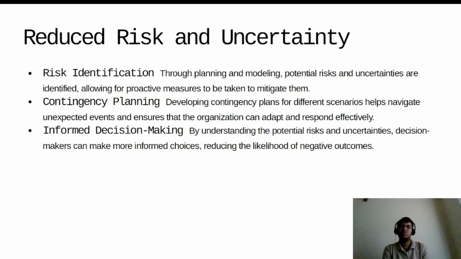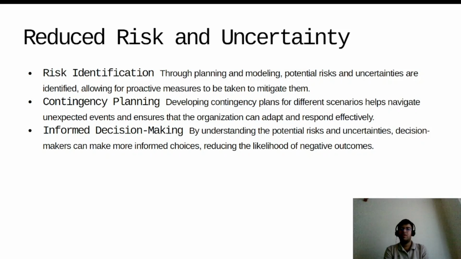Next is to reduce risk and uncertainty. Now first here we need to understand what will be the risk. So here, with the planning and modeling system, the potential risk and uncertainties which will be identified will be allowed for taking proactive measures to mitigate them.